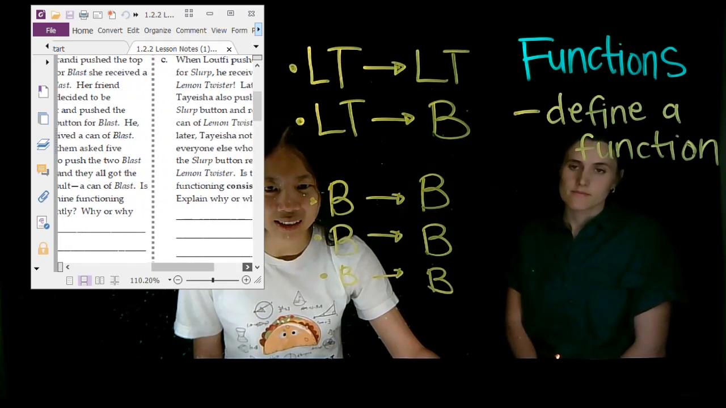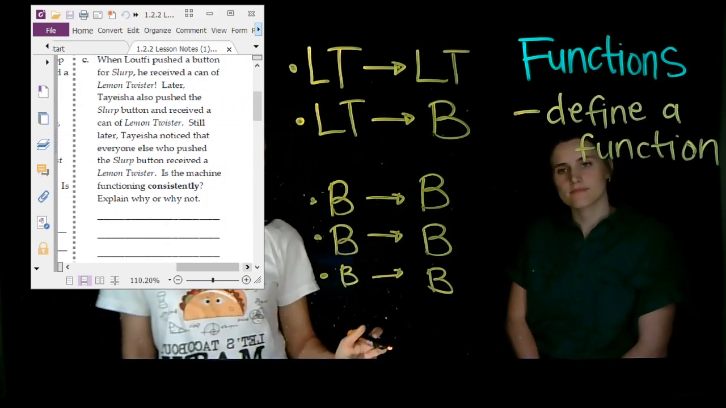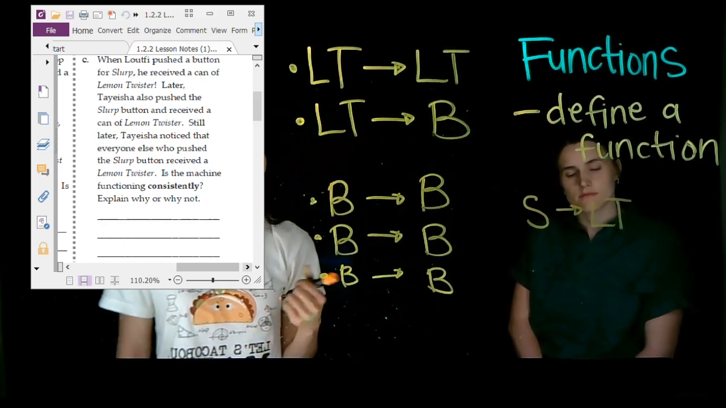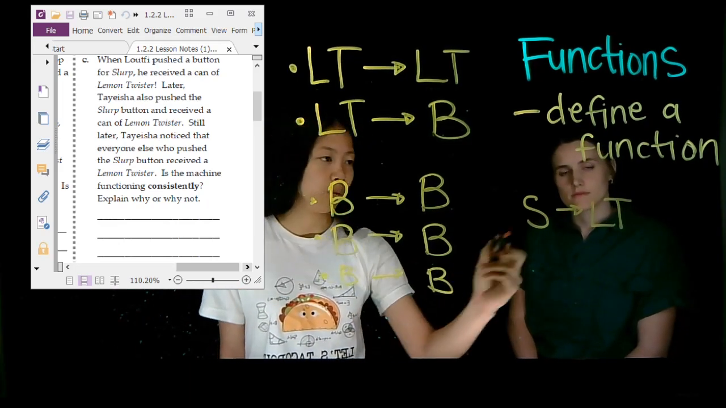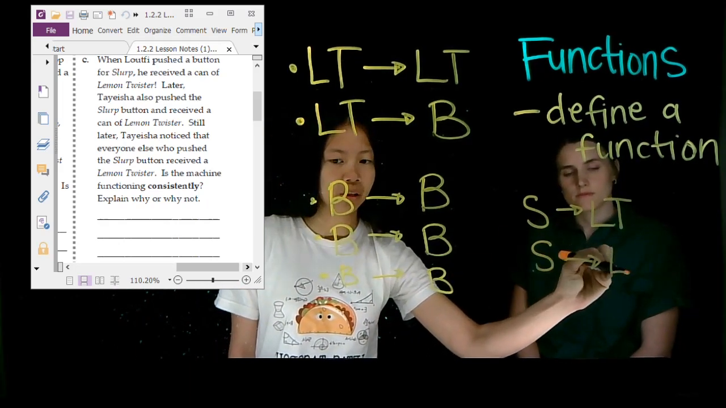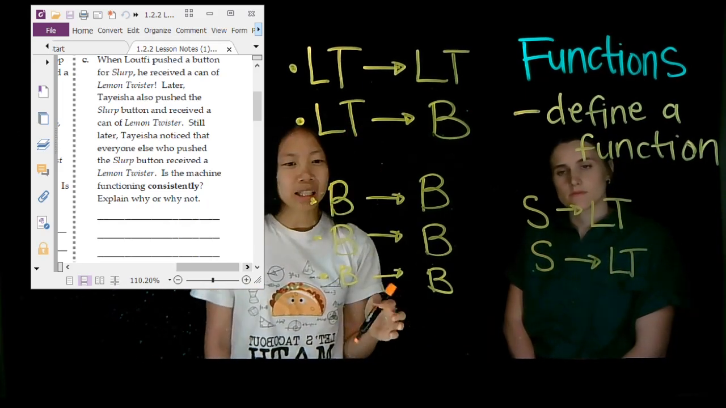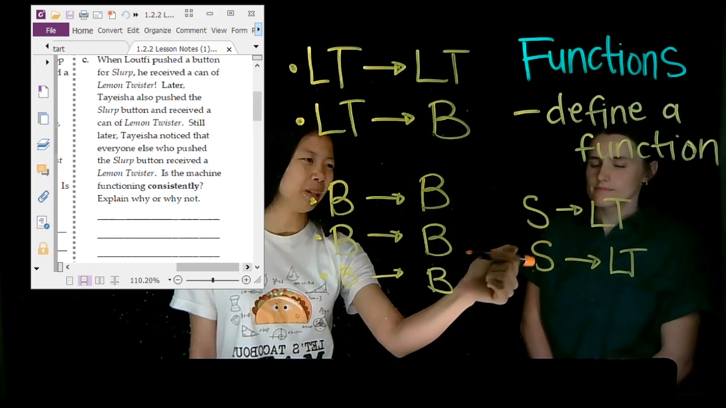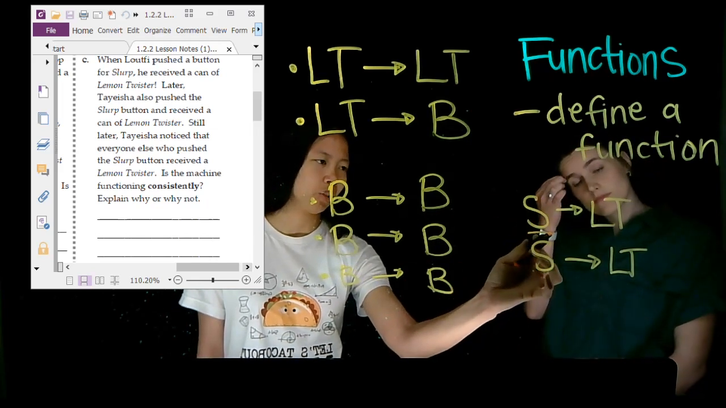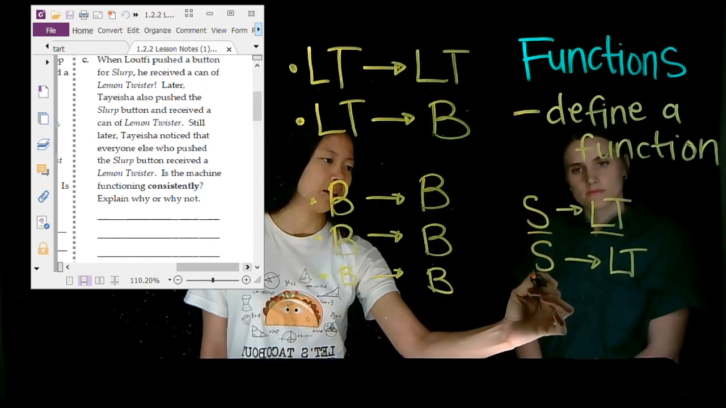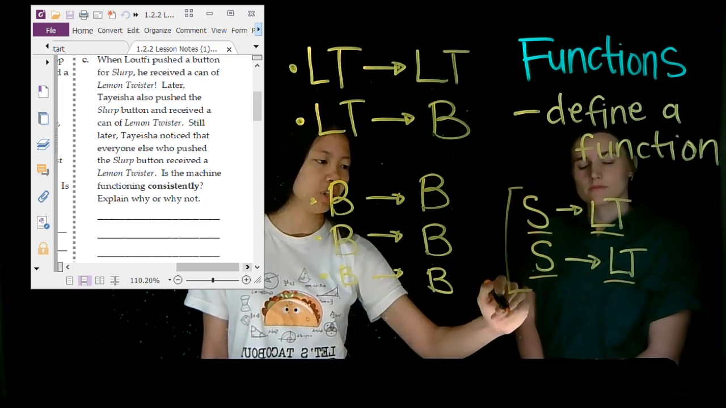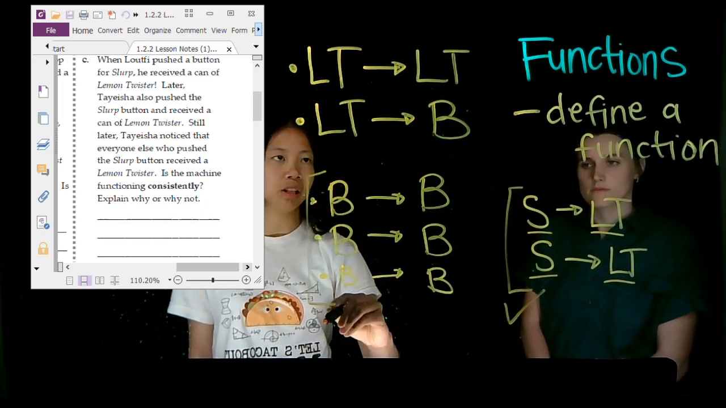All right, let's check out this last example here with Lautfi. She pressed a button for Slurp, and she got a can of lemon twister. Still later, Taisha noticed that everyone who pressed Slurp also got lemon twister. Is the machine functioning consistently? Well, we would say yes, because consistent might not be giving you what you want, right? Like I asked for Slurp and I got lemon twister, but it's consistent because everyone who pressed Slurp got lemon twister. So we would say yes, this machine is functioning consistently.